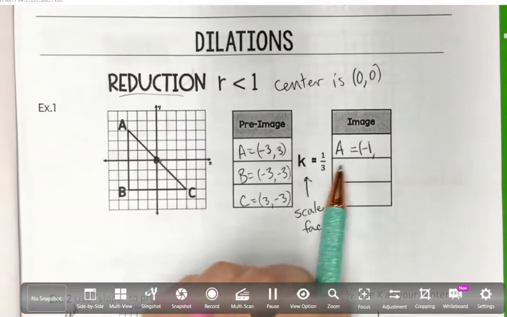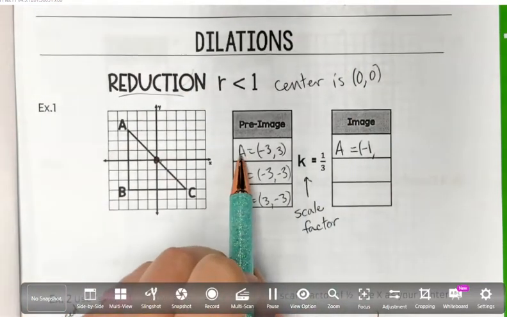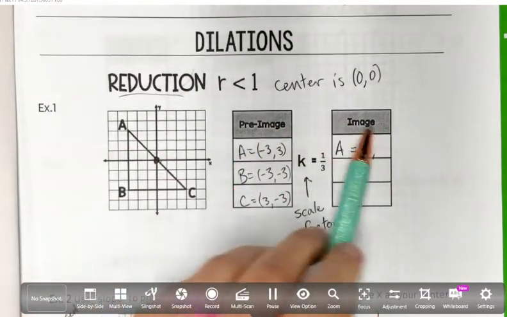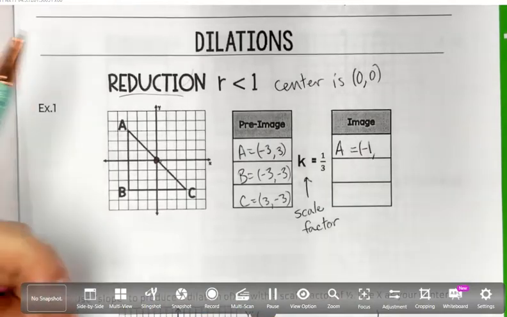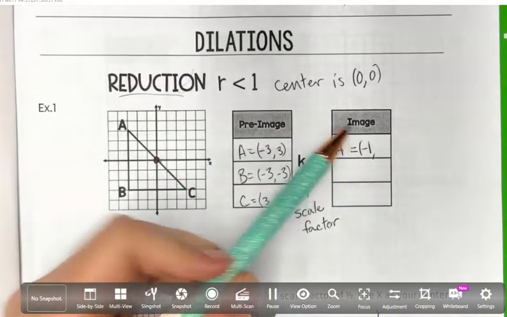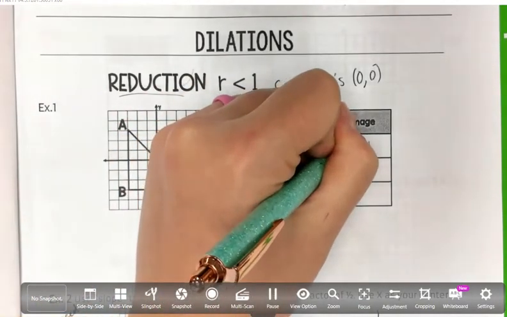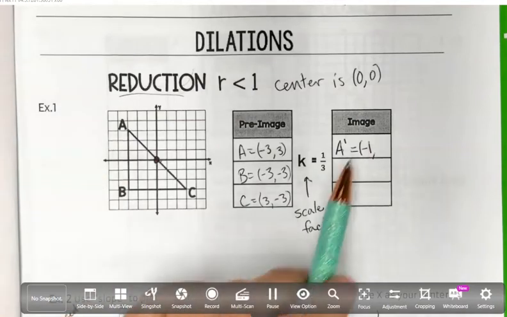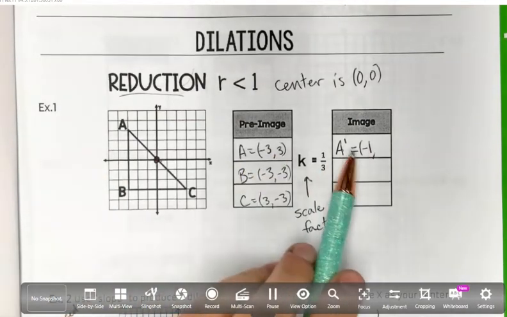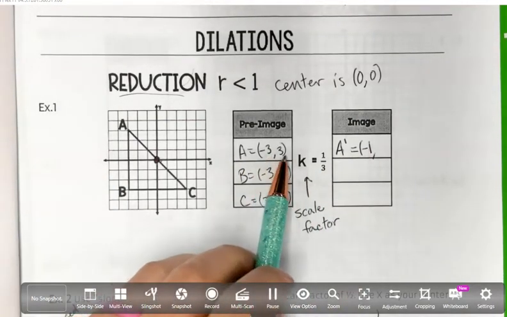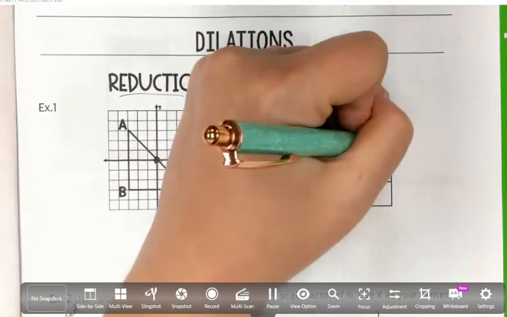Okay, and then look at this. I've got A, but notice that's the same as this. So there's got to be some kind of symbol to differentiate the pre-image from the image. And that symbol is just simply like a little apostrophe. So this is called A prime. So it's -1, and then we multiply the 3 by 1/3, and you get 1.